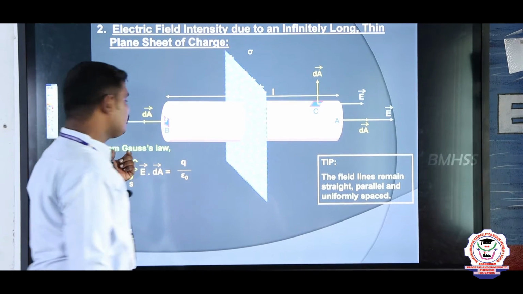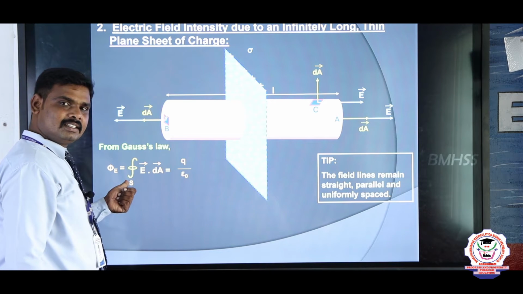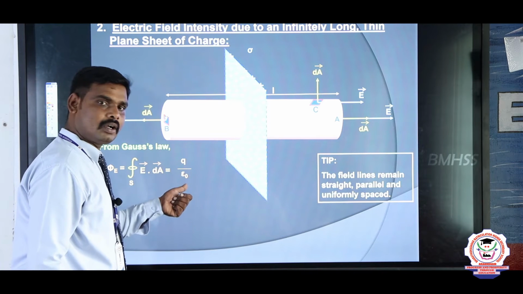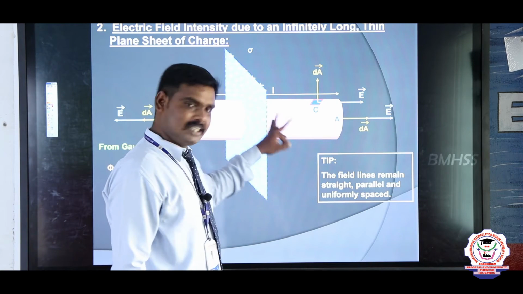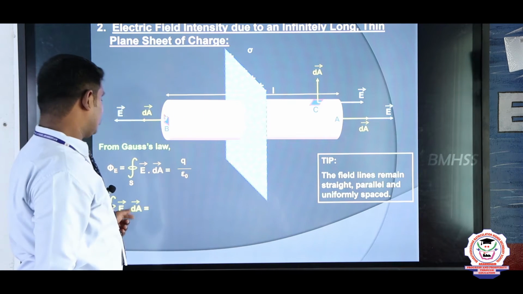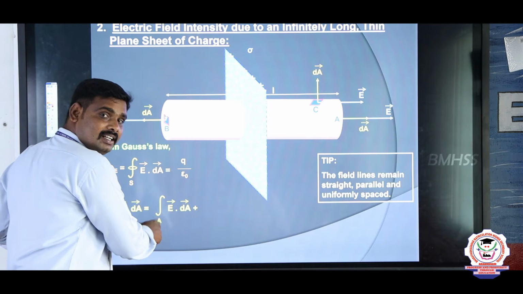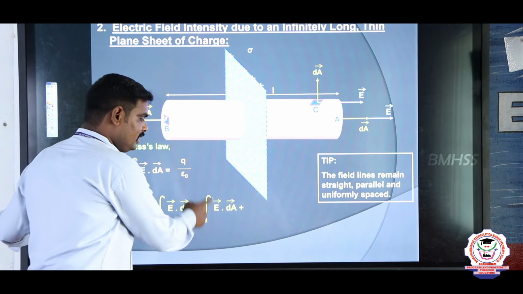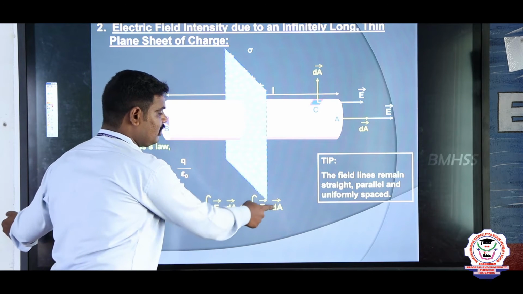So from the Gauss law, phi is equal to the closed surface integral of E vector dot dA vector, which is equal to Q by epsilon naught. Now we have to find the electric flux at point A, point B and C. So we have to add these surfaces. First at point A, the integral of E vector dot dA vector, plus the integral at B of E vector dot dA vector, plus the integral at point C of E vector dot dA vector.